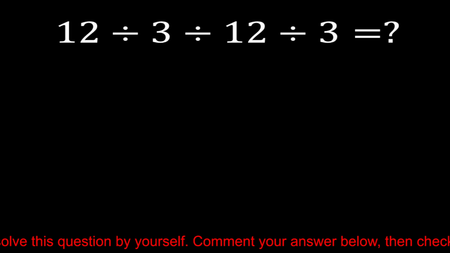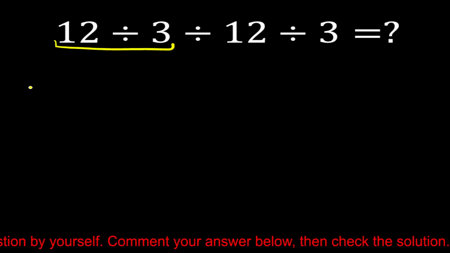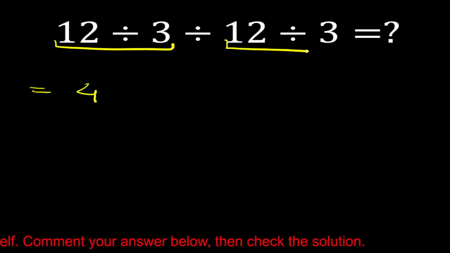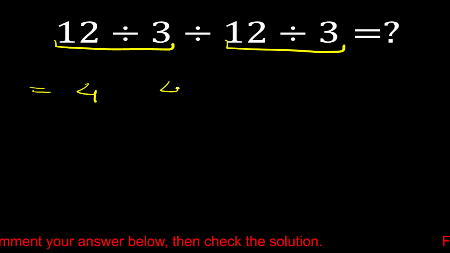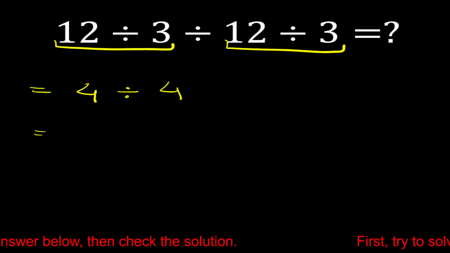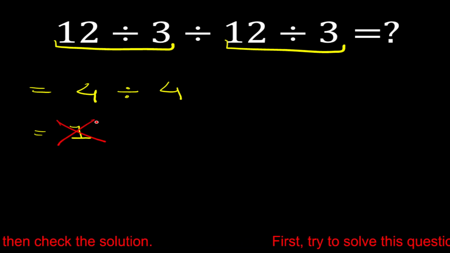So most people solve this question like 12 divided by 3 is equal to 4. Then again 12 divided by 3 is equal to also 4. Now 4 divided by 4 is equal to 1. But this answer is not correct. This answer is completely wrong.